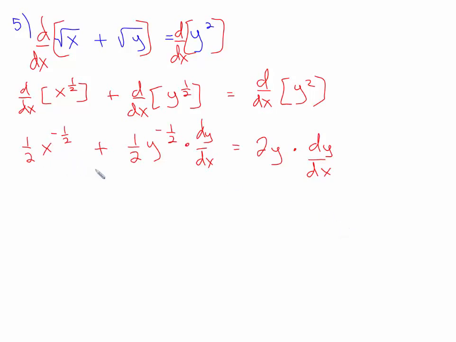Alright, so let me rewrite these negative exponents. So this would be 1 over 2x to the 1/2 plus 1 over 2y to the 1/2 times dy dx is equal to, this gives us 2y times dy dx.